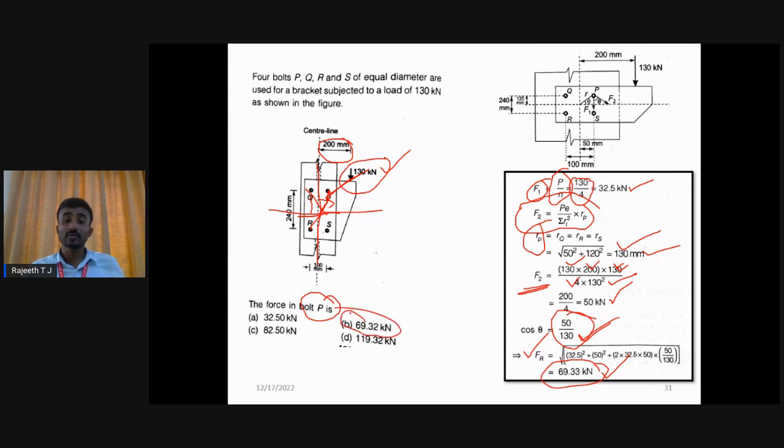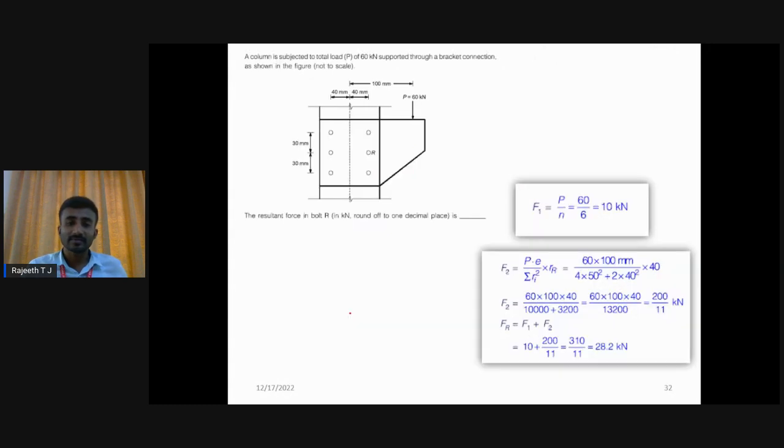Okay, this is the fourth problem. They asked on the same type or pattern, so this is also the same thing. This is easier when compared to the previous problem. A column carries a total load of 60 kilonewton. It's a recent GATE examination problem. The 60 kilonewton is supported through the bracket connection shown in the figure.